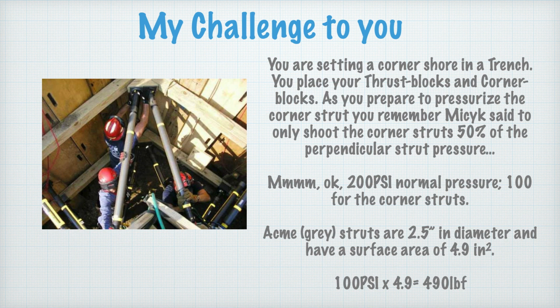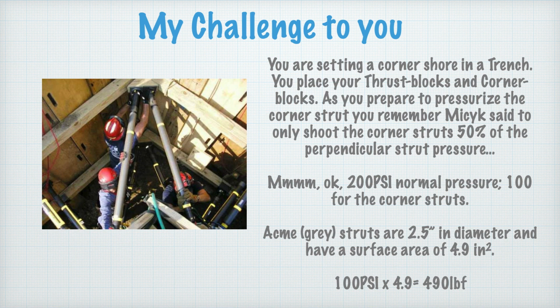So here are the conditions. You're setting a corner shore. So we're doing an L-shaped trench. You're setting a corner shore in a trench. You place your thrust block. You place your corner block. And you prepare to pressurize that strut into the corner. As you do that, you remember that Mystique said to only shoot corner struts at 50% of the pressure that your perpendicular struts are pressurized at.